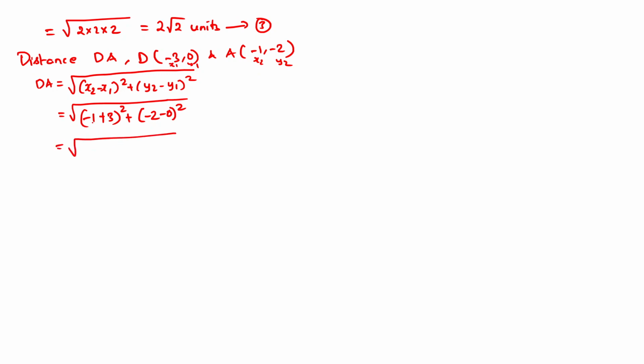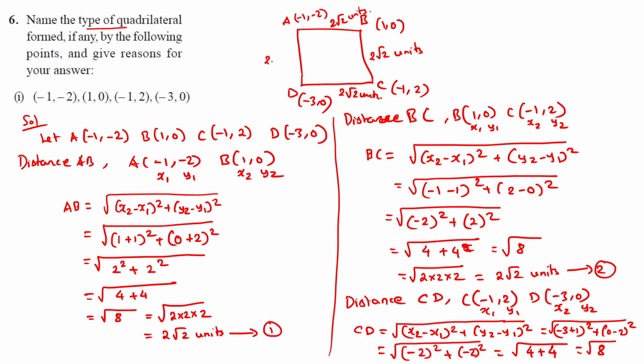root of minus 1 plus 3. Different sign, we need to subtract it and put the sign of the bigger number. So 2 is the difference and the bigger sign is positive. So 2 square plus minus 2 minus 0, minus 2 square. Again, 2 square is 4, minus 2 square is also 4. We are getting root 8. Again, we are getting 2 root 2 units. Consider this equation number 4. So 2 root 2 units.